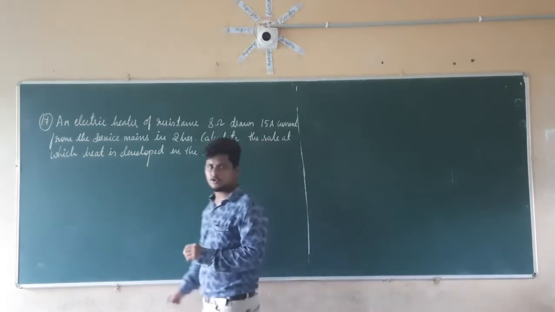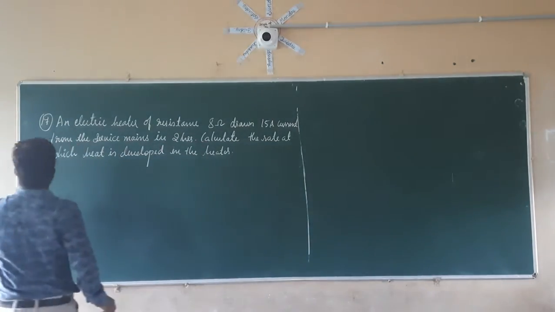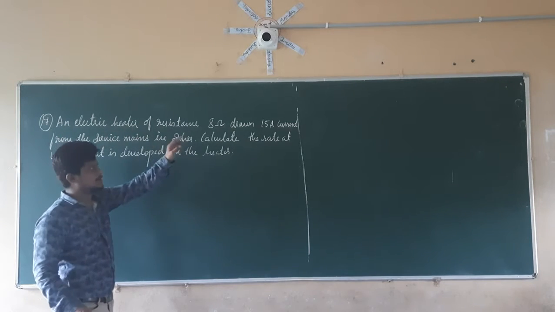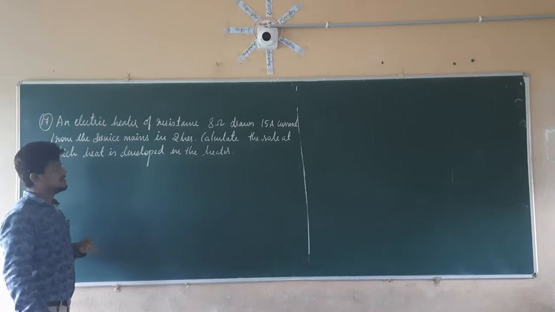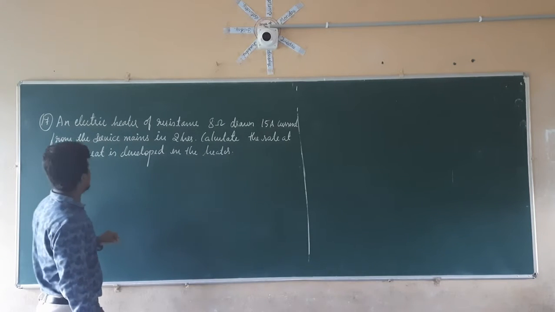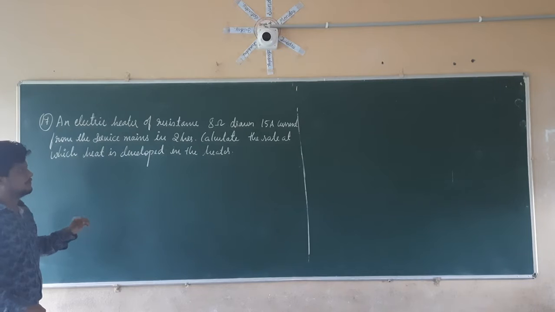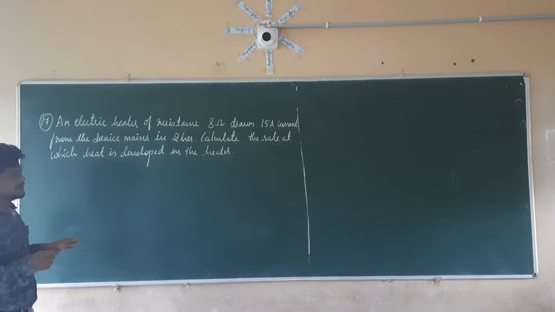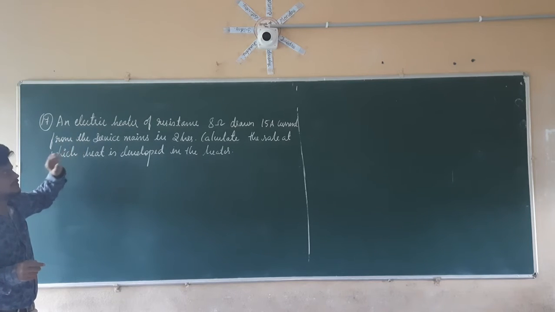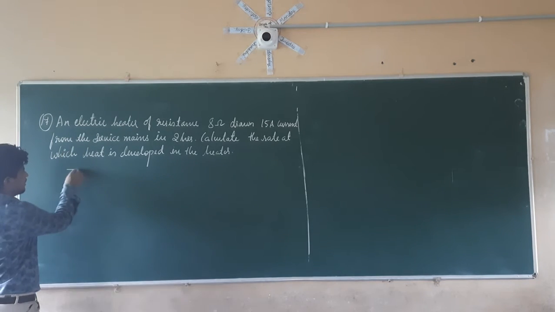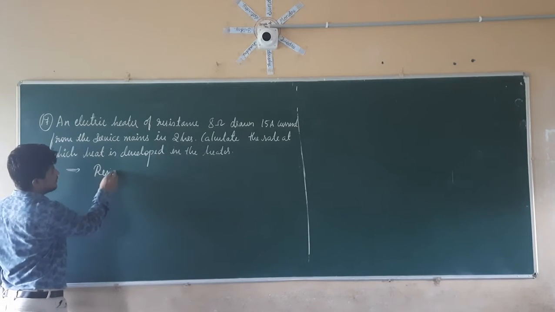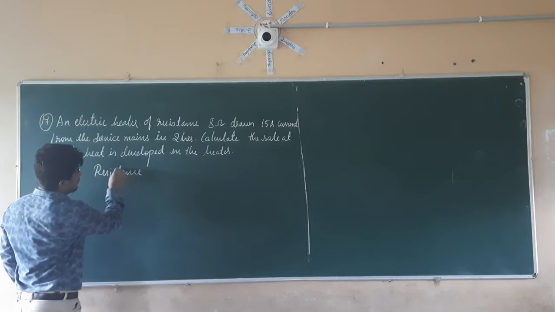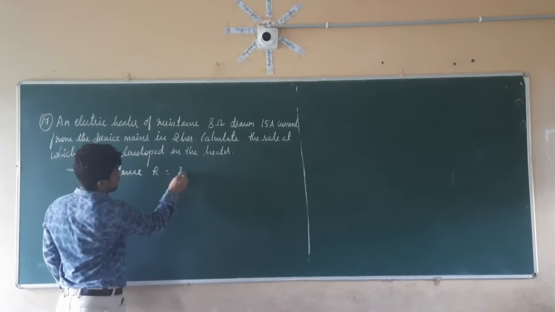Now let us consider the question number 17. An electric heater of resistance 8 ohm draws 15 ampere current from the service mains in 2 hours. Calculate the rate at which heat is developed in the heater. So see here what they are given: an electric heater of resistance 8 ohms. So the resistance R is equal to 8 ohms.